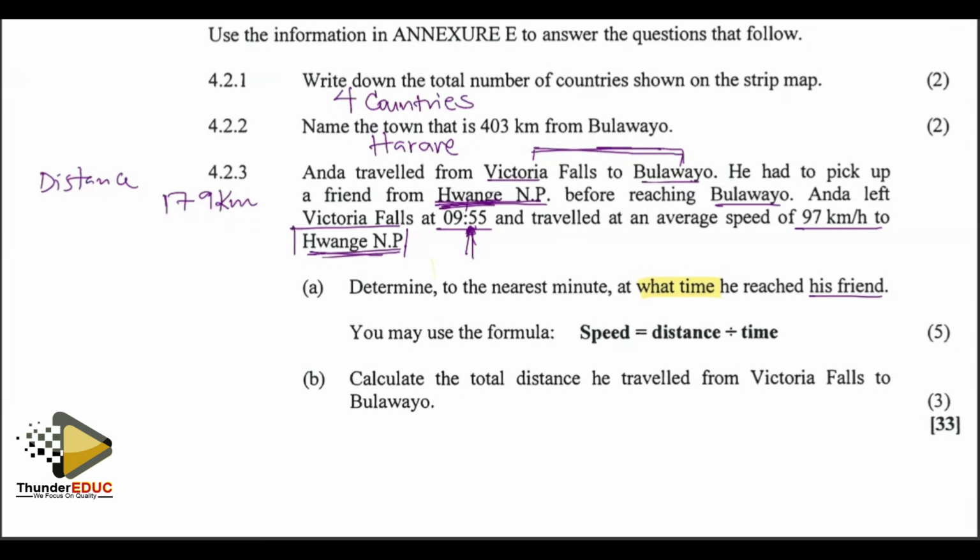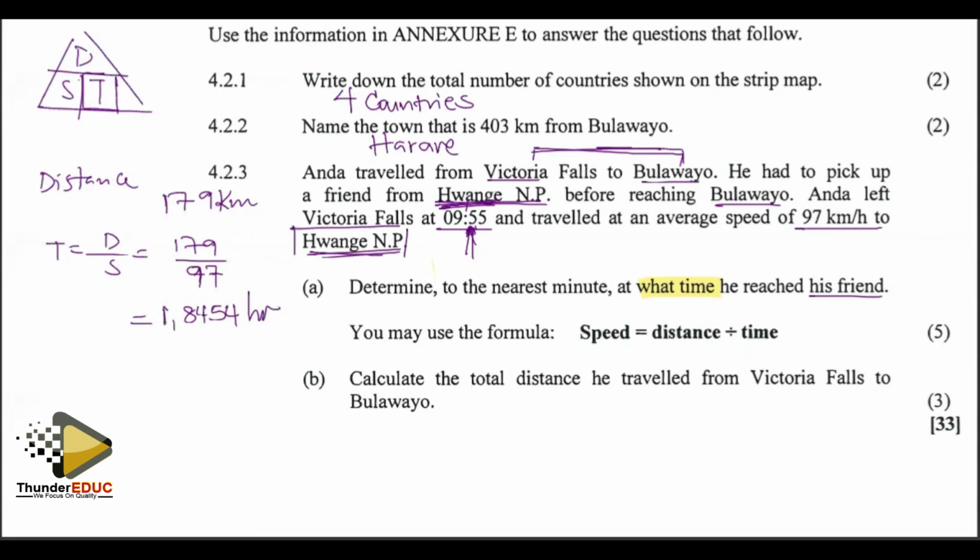Then remember we are determining time. At what time did he reach his friend? So remember very well this formula here, the triangle. I'm showing it to those who can't interpret this. We are looking for time. So time equals distance over speed, which is 179 divided by 97. This answer became 1,8454 hours. So simply meaning he has spent a full hour. And the remaining 0,8454 hours, you want in minutes, so we multiply by 60.